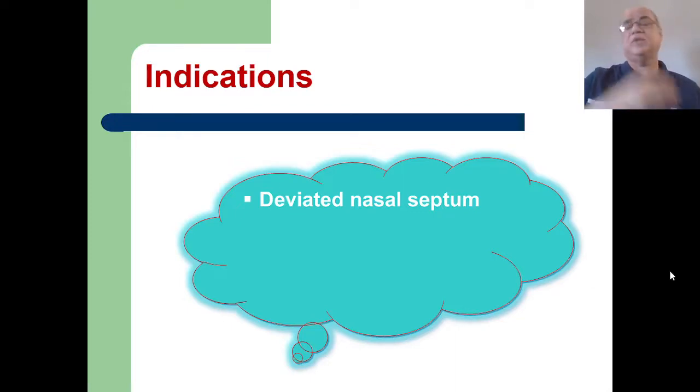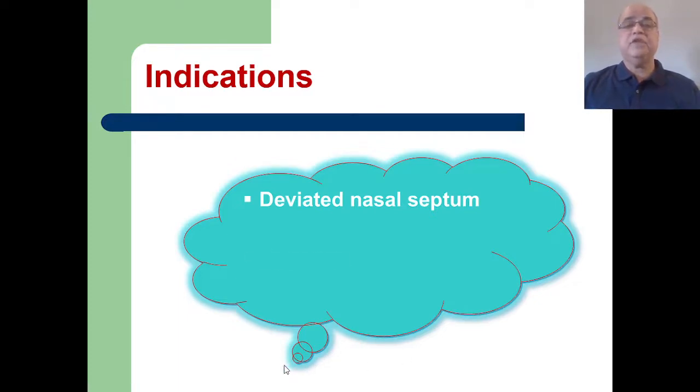And out of the symptomatology or the clinical features, nasal obstruction is the most common clinical symptom for deviated nasal septum. Then, a deviated nasal septum can cause obstruction to the ventilation of the paranasal sinuses and middle ear due to eustachian tube dysfunction, resulting in recurrent infections of the sinuses and the middle ear.